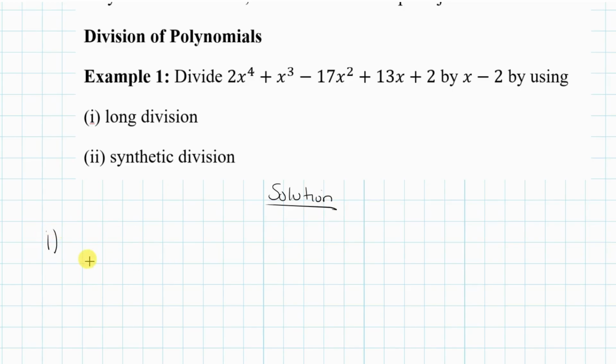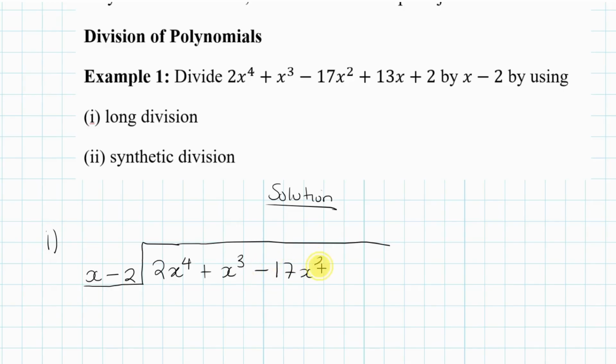So to perform long division, of course, you get the entire factor, which is x minus 2. So let me just write this properly. So we have x minus 2 as our factor. And then under here, we're going to insert the entire function, 2x to the power 4 plus x cubed minus 17x squared plus 13x plus 2.